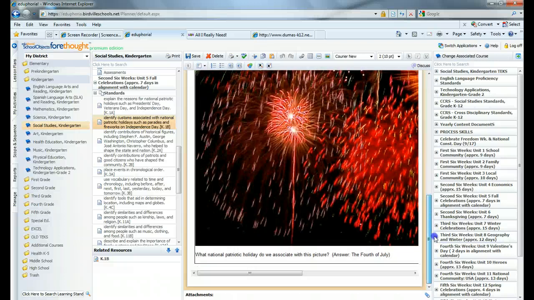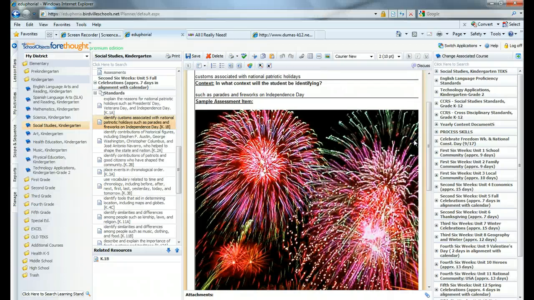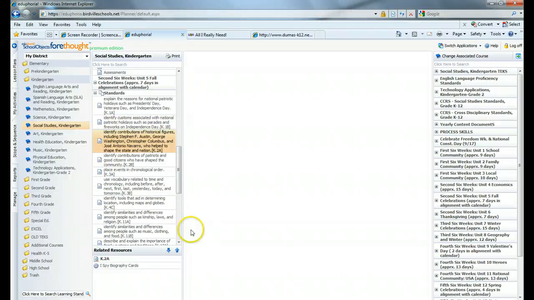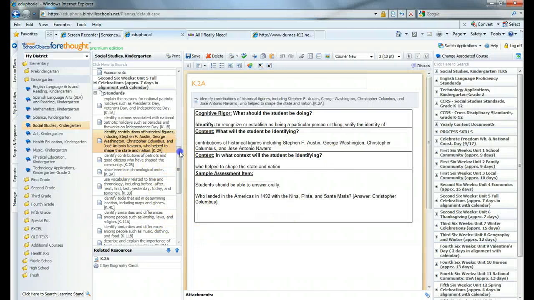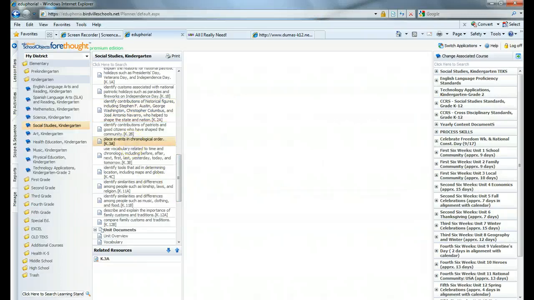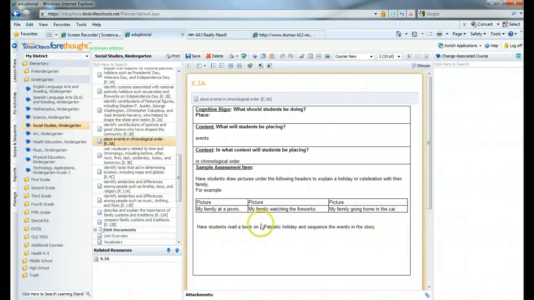Now that language sounds big for kindergartners, but that's the language in the TEKS for a reason. We want to make sure we're looking at that. Contributions of historical figures. We want to make sure we're talking about Christopher Columbus. And you can see as you go into some of these sample ones, place events in chronological order.